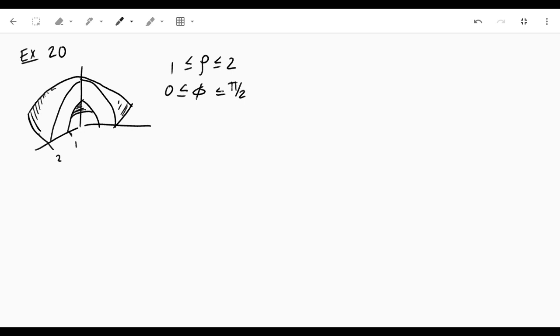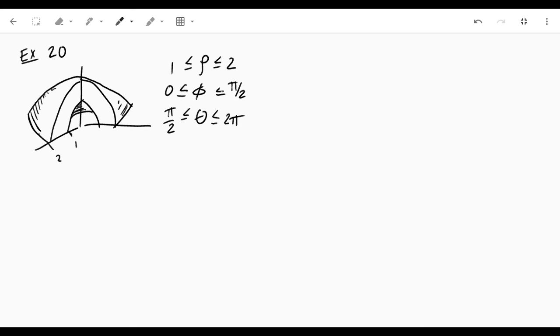Okay, and then we're only in the second, third, and fourth quadrants. So theta must be between pi over 2 and 2 pi. Okay, so there you go. That's it. They give you just the diagram and ask you to set up the integral that would give you the volume.